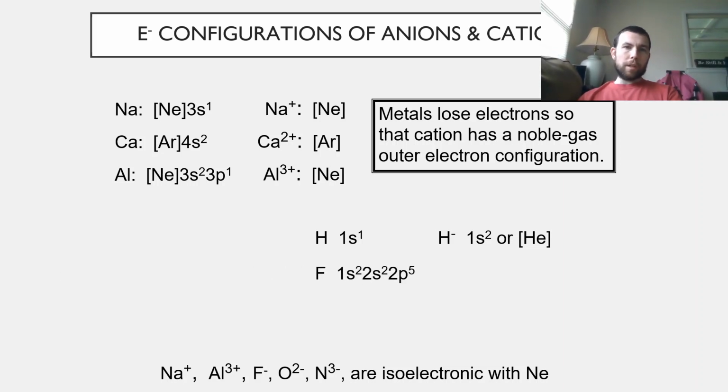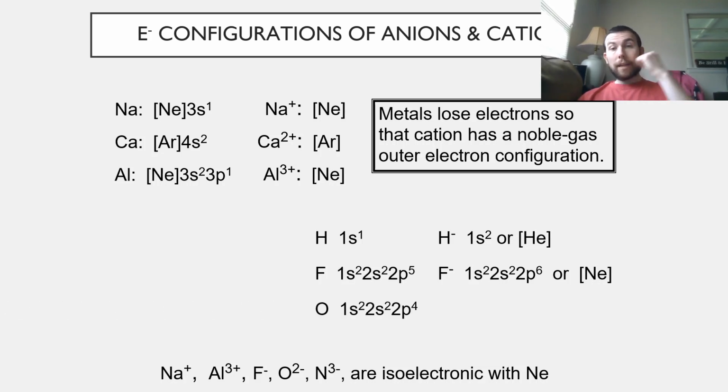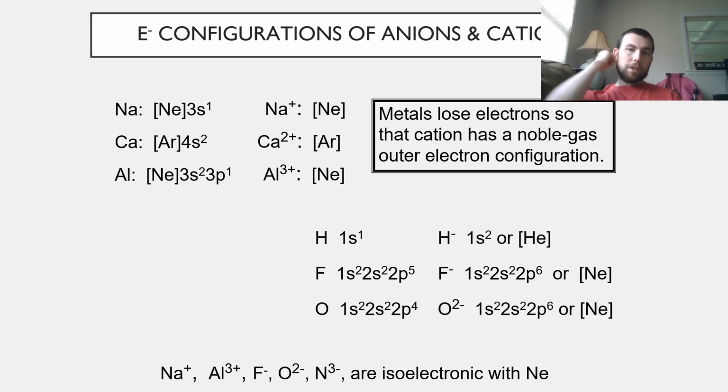Fluorine, for example, 1s2, 2s2, 2p5. When it forms an anion, it goes to F1-, goes to 1s2, 2s2, 2p6. For something like oxygen, 1s2, 2s2, 2p4. Its most common charge or ion is the O2- ion. It goes to 1s2, 2s2, 2p6.